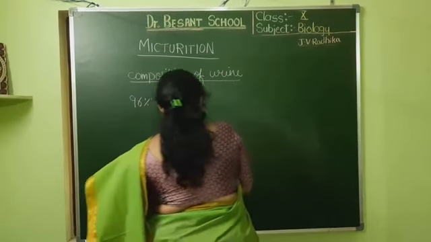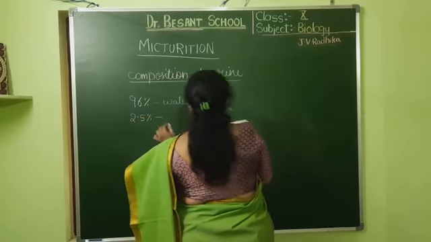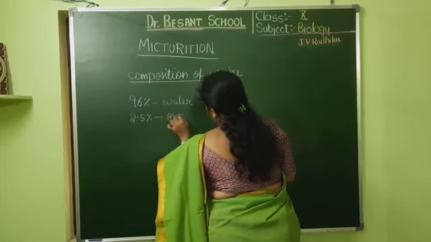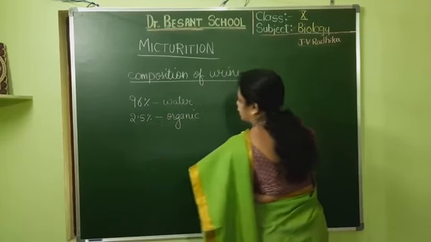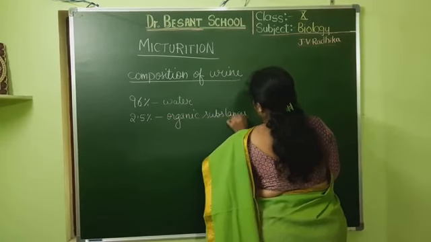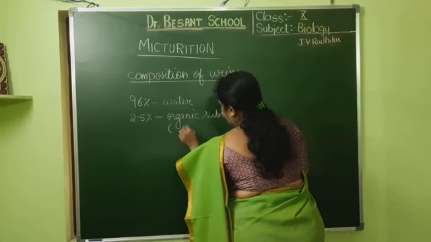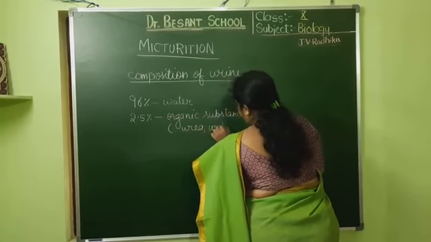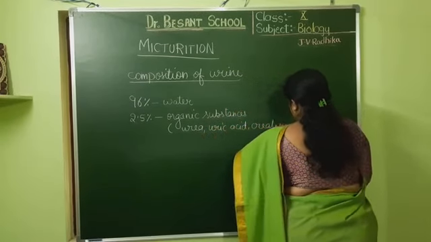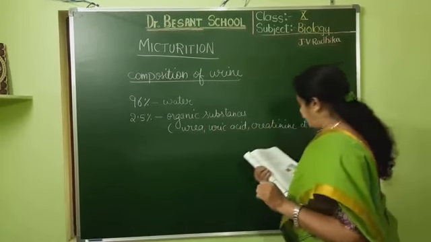Next, 2.5% is organic substances. What are organic? I have been telling right from the first chapter. Carbohydrates, proteins, fats, all these are organic substances. But here, what organic substances are we concerned about? They are nothing but the waste products like urea, uric acid, creatinine, etc. I am not writing all these organic foods.